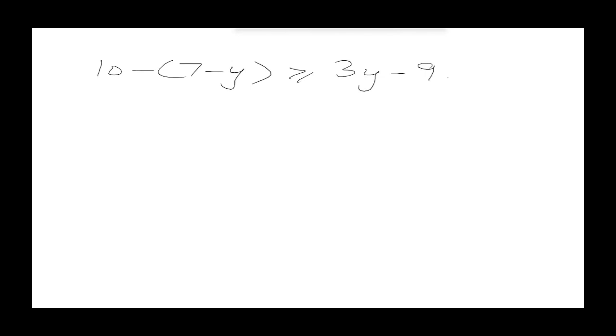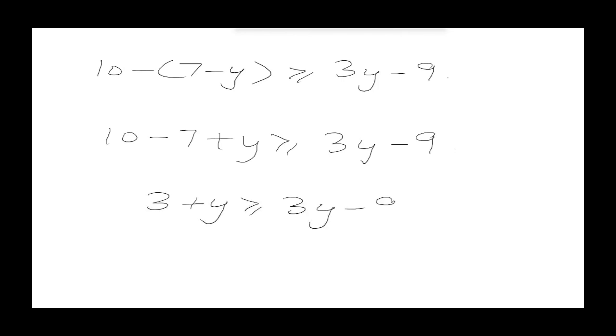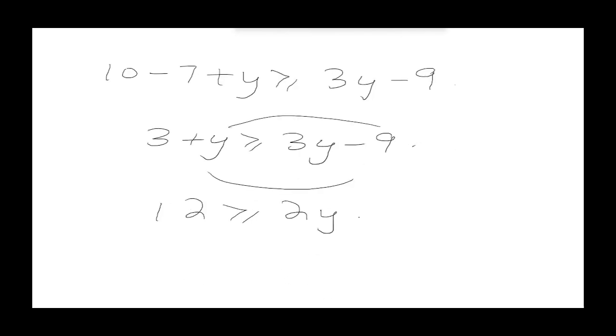Okay, so we can just simplify this. So we need to remove the brackets first. 10 minus 7 plus y, because minus and minus make plus, and that is greater than or equal to 3y minus 9. Now what is 10 minus 7? That results in 3 plus y greater than or equal to 3y minus 9. So this minus 9 will go to the left while the y will go to the right. So we can write 12 here, and then that is greater than or equal to 2y. We just simplified it. So now 2 will be divided on both sides and we can just write our answer.